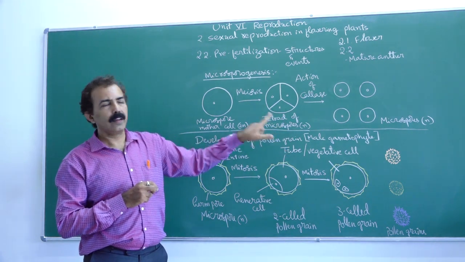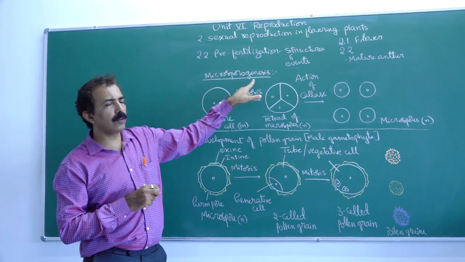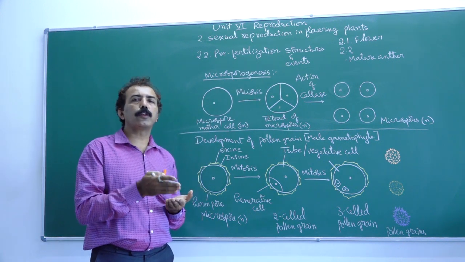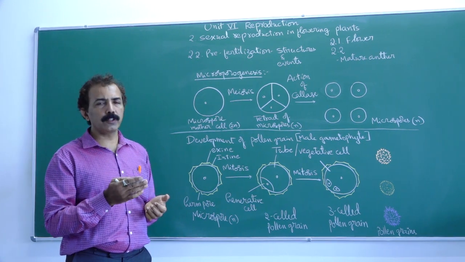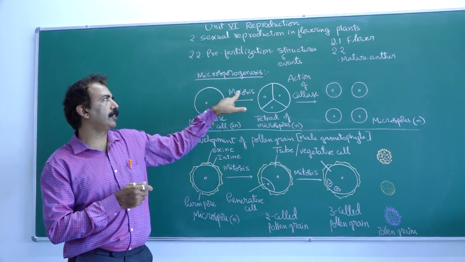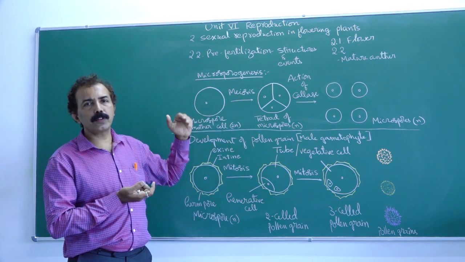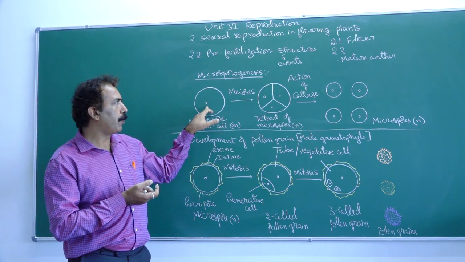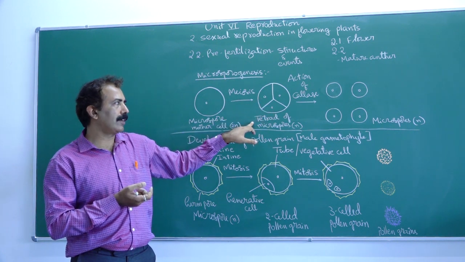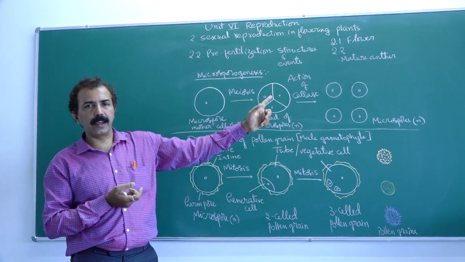They are haploid. They are a product of reduction division, and this process is called microsporogenesis. So the question appears as, write a note on microsporogenesis. The answer is: formation of microspores from microspore mother cell through reduction division is microsporogenesis. Microsporangium encloses hundreds of microspore mother cells. Upon meiosis, each microspore mother cell gives rise to a group of 4 cells. It is called a tetrad of microspores. They are haploid in nature.